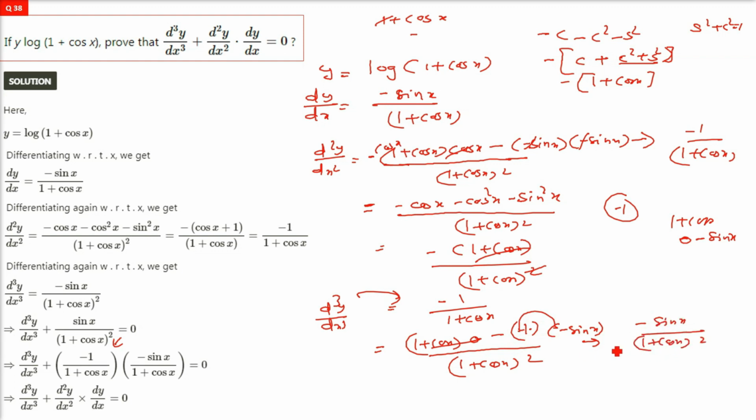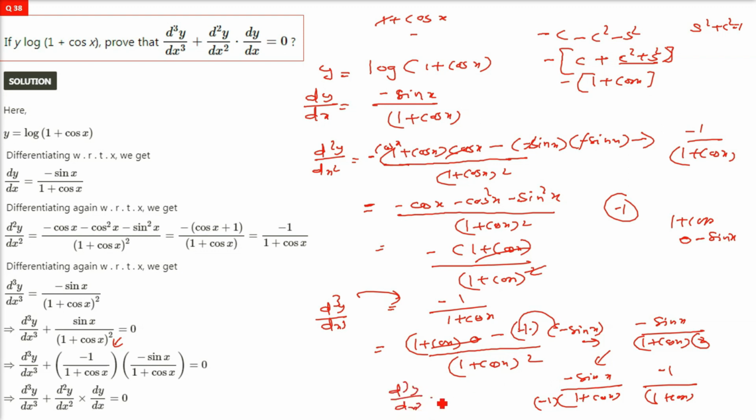Now you see here, we have negative 1 by 1 plus cos x, and this is d2y by dx2. dy by dx is minus sin x by 1 plus cos x. So this I am writing, minus sin x by 1 plus cos x whole square, as minus sin x divided by 1 plus cos x into 1 by 1 plus cos x. Now I am introducing negative 1 in numerator and denominator. Why? Because we know negative 1 by 1 plus cos x is d2y by dx2 and minus sin x by 1 plus cos x is dy by dx.